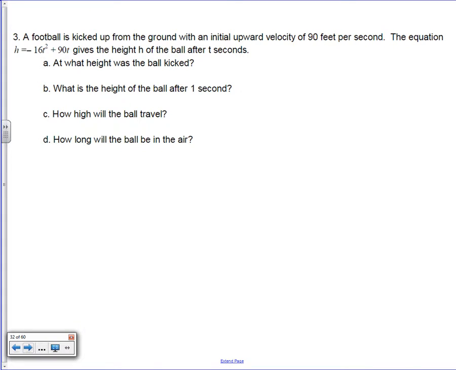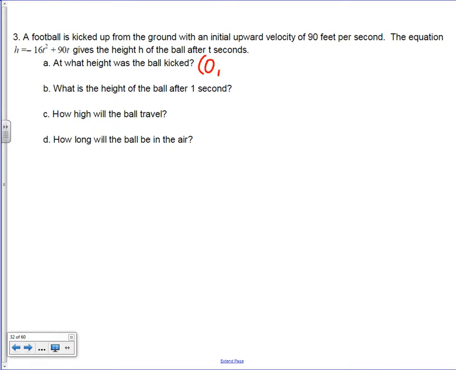All right, one more here, number 3. A football is kicked up from the ground with initial upward velocity of 90 feet per second. The equation gives the height of the ball after t seconds. At what height was the ball kicked? That's the starting point, folks. And remember, starting point is always the y-intercept.